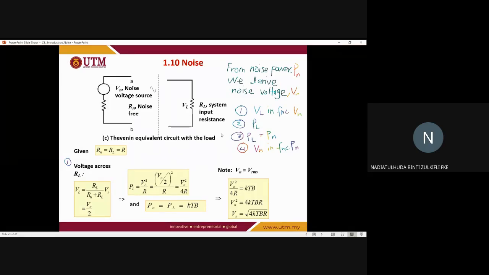Okay, so we have PL now. Next, we know that Pn is equal to PL, since we assume Rn equals RL, maximum power transfer, so all the power from our noise is transferred to the load. So Pn equals PL equals KTB. And Pn we know is equal to Vn squared over 4R. So Vn squared over 4R equals KTB, and our Vn finally is equal to the square root of 4KTBR. So from Pn, we are now able to derive our Vn.